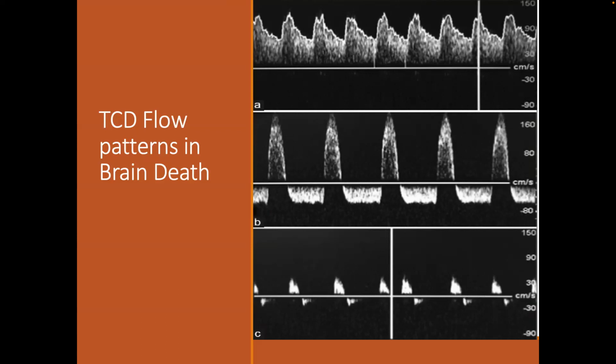Stage 3 is where you have these short systolic spikes and basically no diastolic flow. And the last stage of brain death is no flow detected. So it's just going to have no signal.